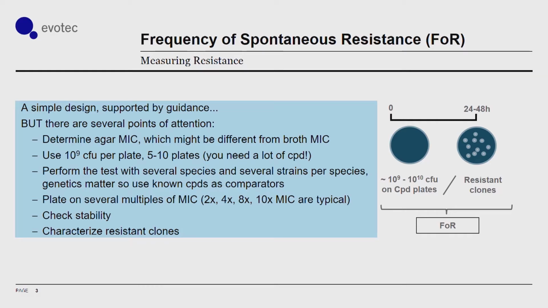First, you should start by determining your MIC in agar and not in broth. There might be a difference there. So that's the first experiment, and then you do the experiment. You usually need 10 to the 10 total CFU, and on a single traditional plate, you will plate 10 to the 9 CFU, so you need 5 to 10 plates in order to do a complete experiment. And that experiment is also going to be performed at various multiples of the MIC. All of that to say that it is going to take you quite a significant amount of compound if you want to do that experiment, and you should, again. So bear that in mind. You cannot do that with every single compound that you make in a medicinal chemistry program.